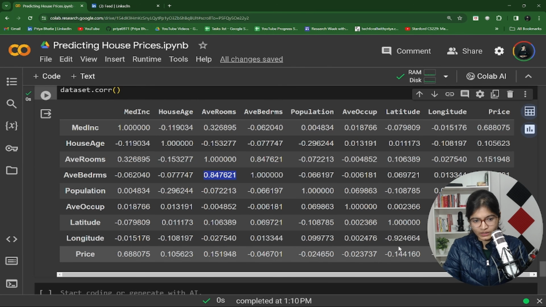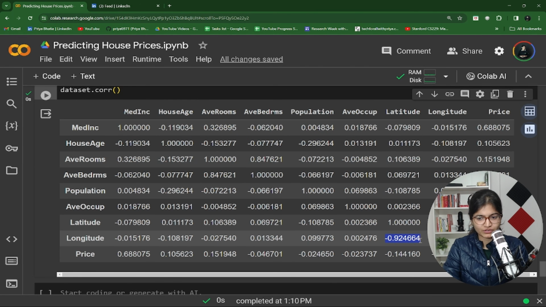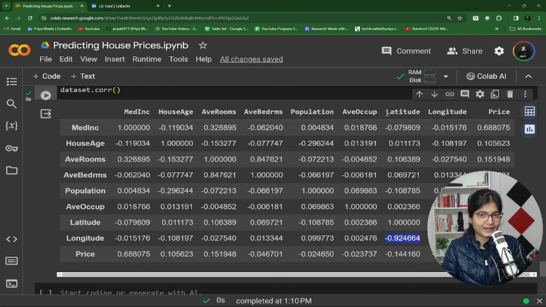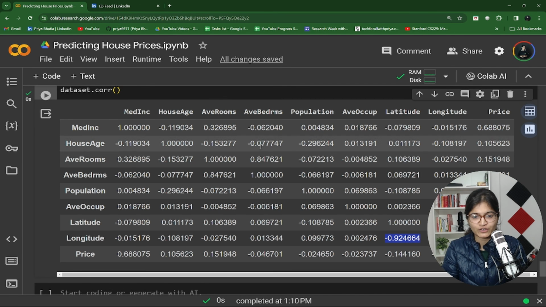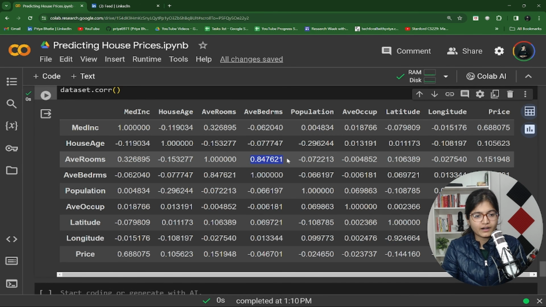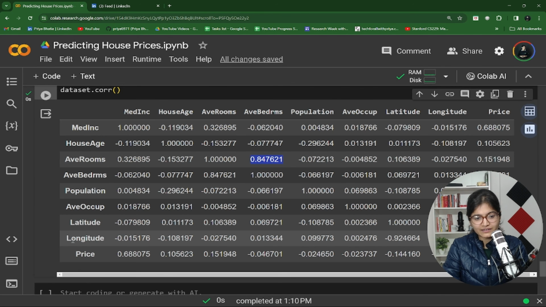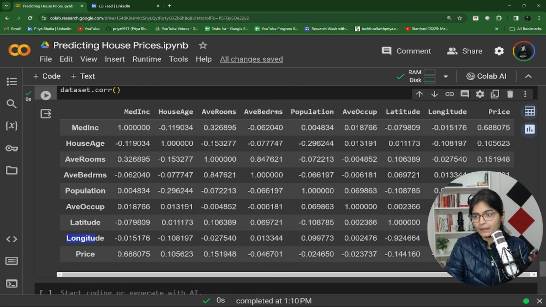I don't think so. Okay, longitude and latitude. Again, they have a very high correlation coefficient, negatively correlated. Now you will observe one thing. When we talk about average bedrooms and average rooms, obviously they convey a similar kind of information. In a given house, the average number of bedrooms and average number of rooms convey similar information. That's why they have a very high correlation coefficient. Similarly, the same goes for longitude and latitude.